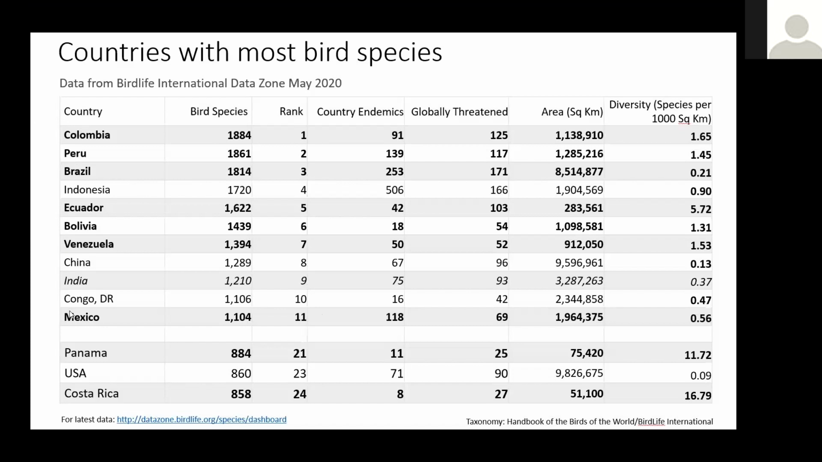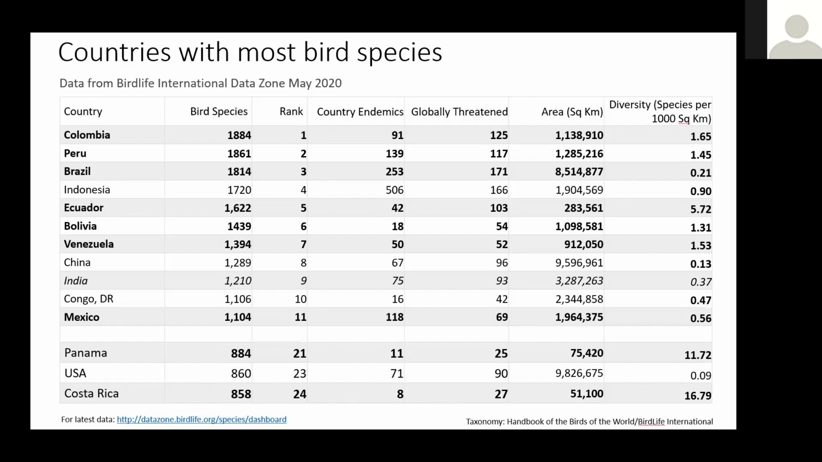And what's even more amazing is the diversity. If you look at the number of species by area, you can see that Costa Rica has 16 species per 1,000 square kilometers. It's roughly the same number of species as the USA, but in a much smaller area. So it's just absolutely loaded with birds. That's what makes the neotropics of interest to birders.